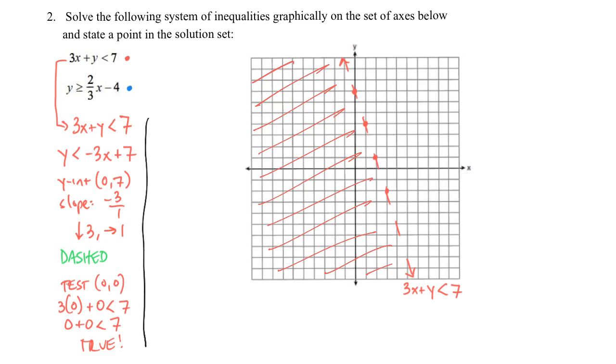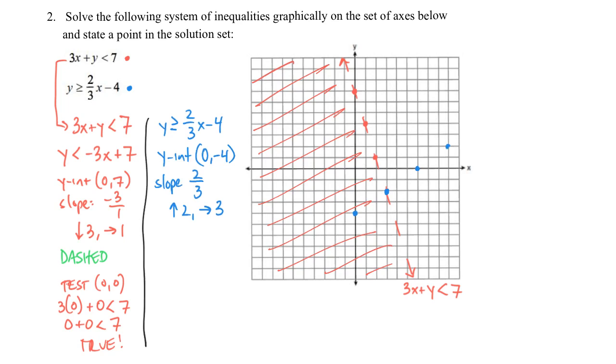Now let's do the second one. y is greater than or equal to 2/3 x minus 4. Well, this already has y by itself, so that's taken care of. So I'm just going to have a y-intercept of 0, -4. I'm going to have a slope of 2/3, which says go up 2 and go right 3. So I'm going to start at 0, -4. That's going to be right there. I'm going to go up 2 and right 3, up 2 and right 3, up 2 and right 3.